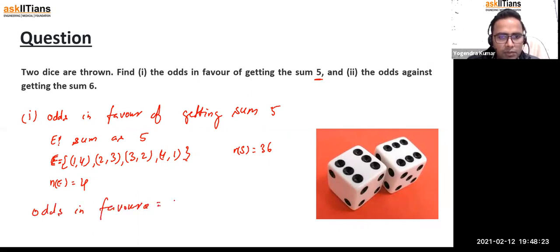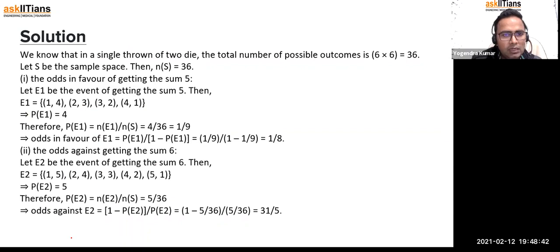So now odds in favor will be what? 4 divided by the cases not in favor, right? So that's why it will be 32. So we can simplify it, it is 1 by 8. We can give the answer like this. So this is odds in favor, 1 divided by 8. I hope you got it. You can see more details here.